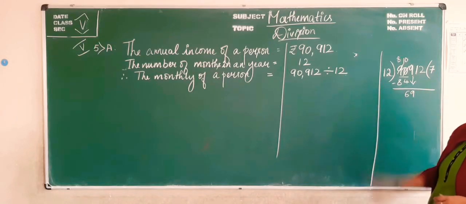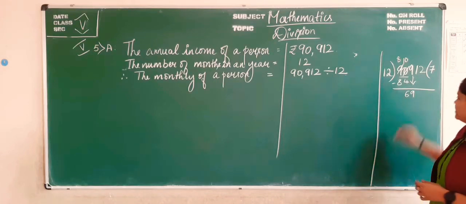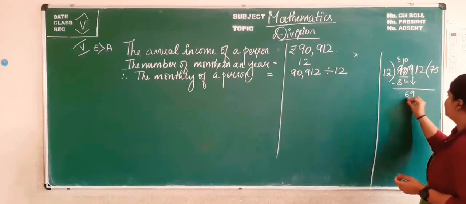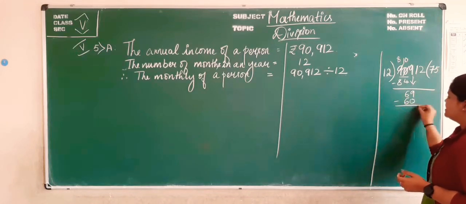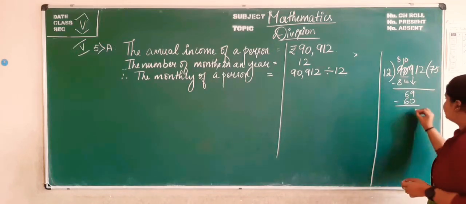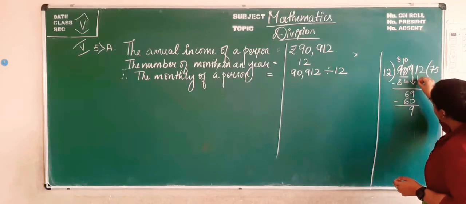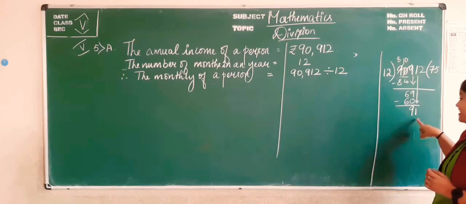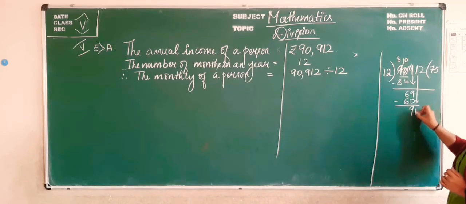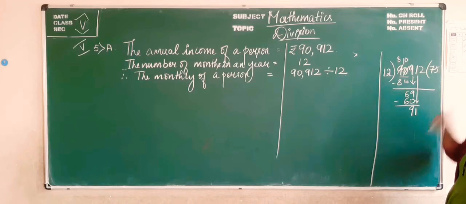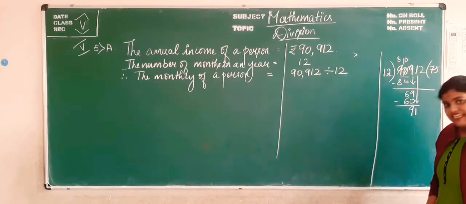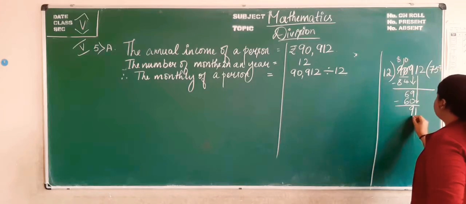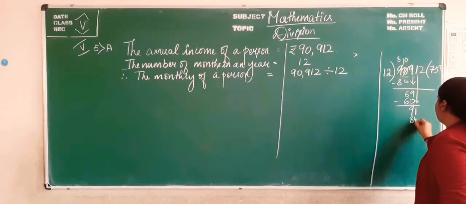So 12, how much should I take? Yes, 12 fives. What is 12 fives? 60. 12 fives are 60. What is 69 minus 60? Yes, right, 9. After subtraction, again I will bring one digit down. Sorry, 1 down. So it is 91. So 12, how much should I take? Yes, again I should take 12 sevens. What is 12 sevens? 84.